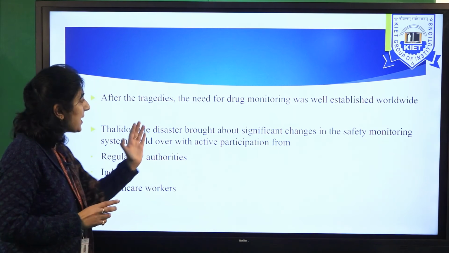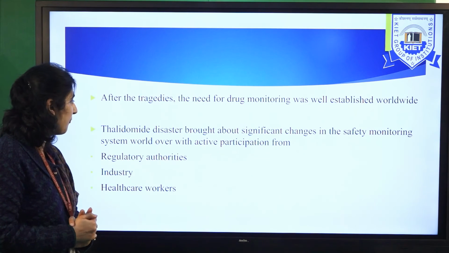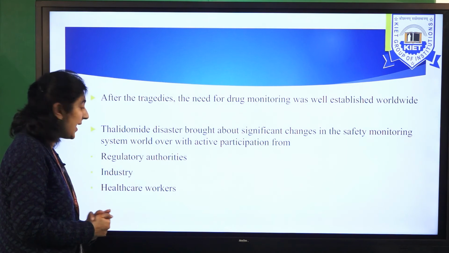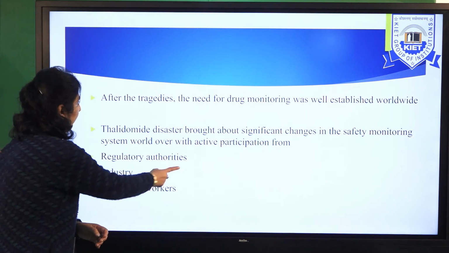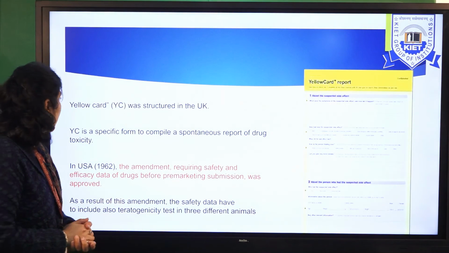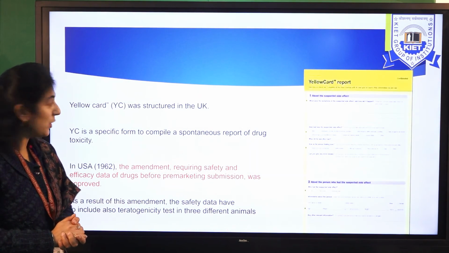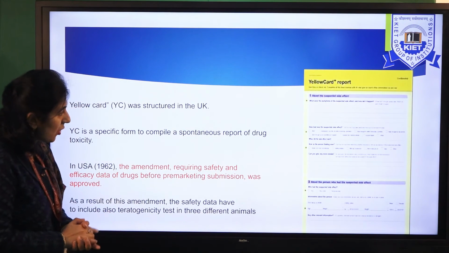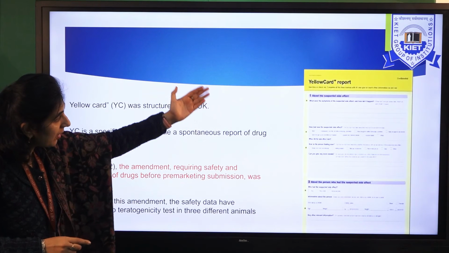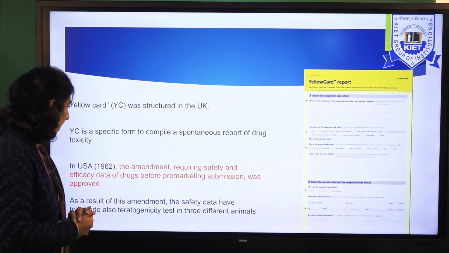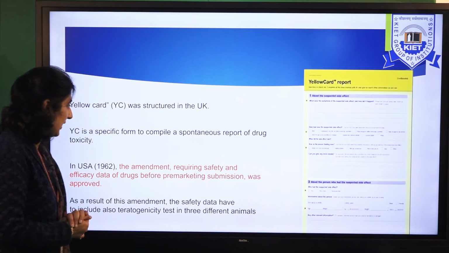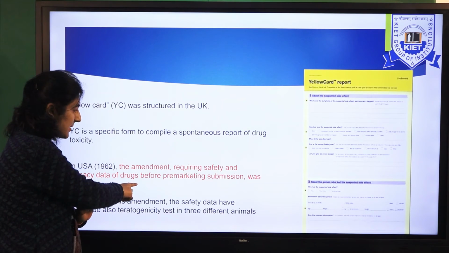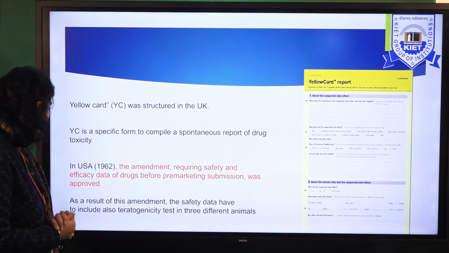So the thalidomide disaster brought about significant changes in safety monitoring systems the world over, with active participation from regulatory authorities, industry, and healthcare workers. Then the Yellow Card system came up in the UK. Now this is a specific form to compile a spontaneous report of drug toxicity. As you can see in the figure, it's a yellow card report. In the US in 1962, there was an amendment requiring safety and efficacy data of drugs before pre-marketing submission was approved.